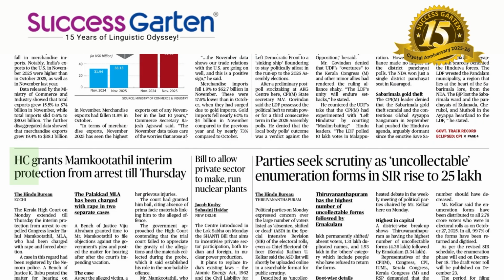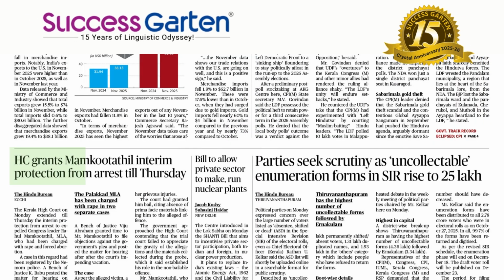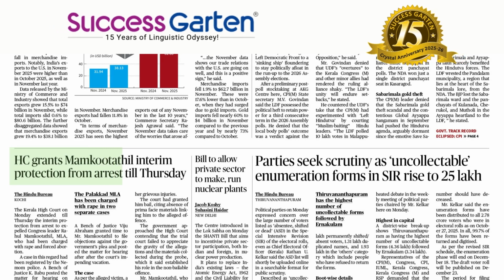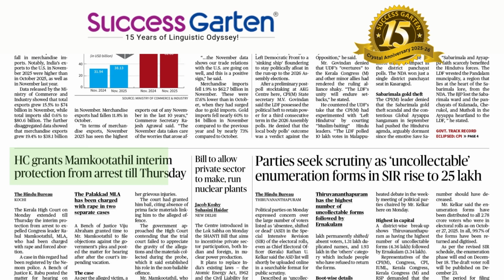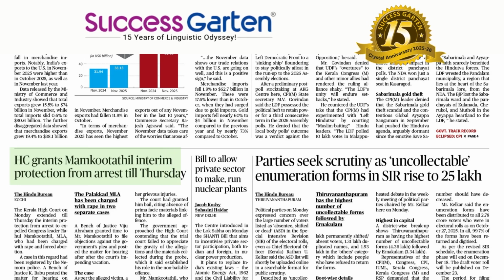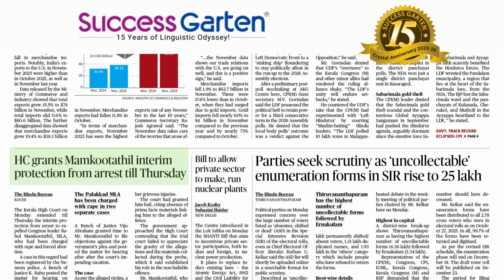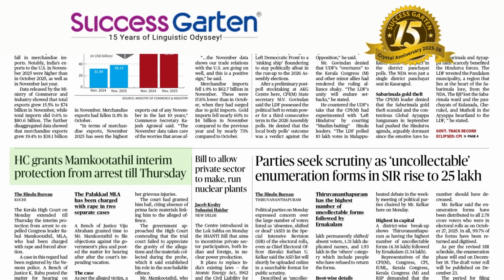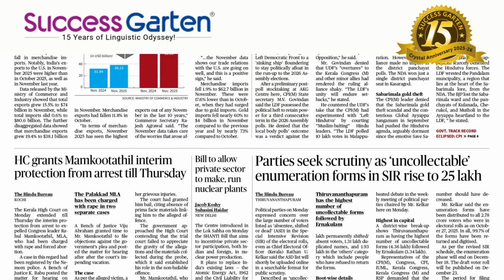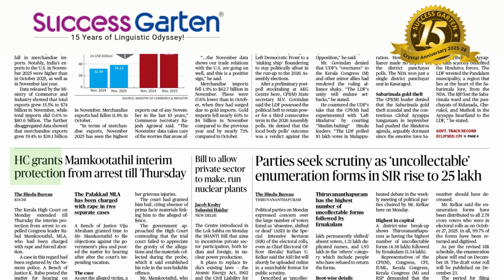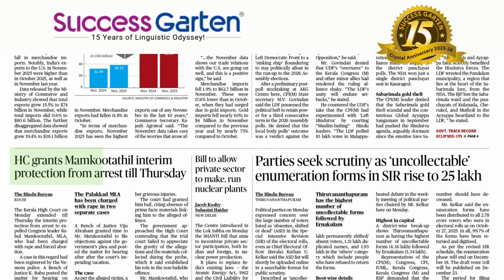Now we move to the next news item. HC grants Mangutatil interim protection from arrest till Thursday. HC stands for High Court. What does it do? It grants. Grant. So that is a very interesting verb coming out. Grant can act as a noun also. Here it will act as a verb. Grant, you give or allow permission. Grants.